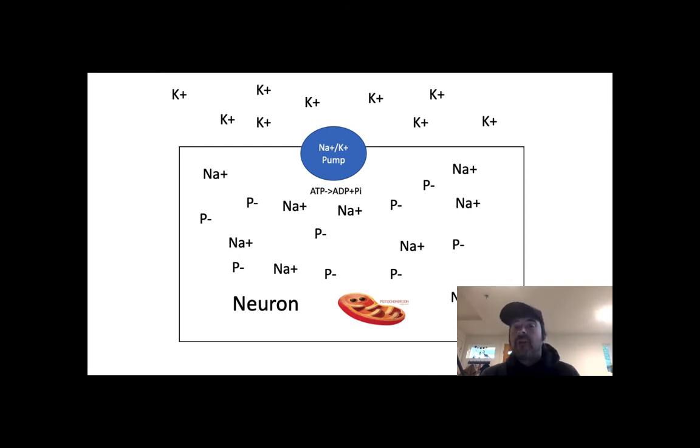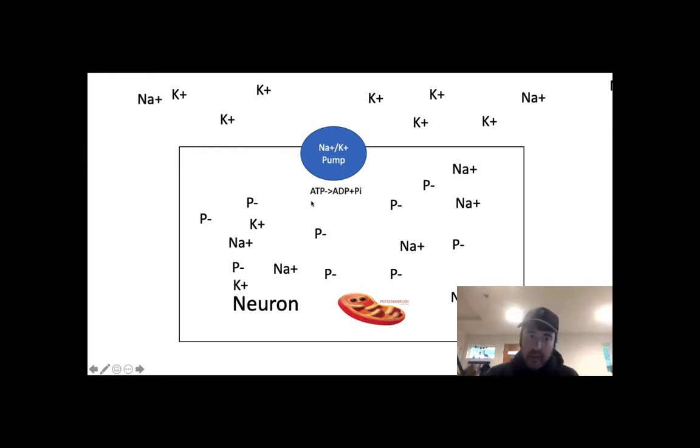Now let's turn on the sodium-potassium pump and see what happens. So for every cycle of the sodium-potassium pump, 3 sodium ions, 1, 2, 3, they don't go one at a time, they all go at once, but I'm making a point, are moved from the ICF to the ECF. 2 potassium ions are moved from the ECF to the ICF at the expense of 1 molecule of ATP.